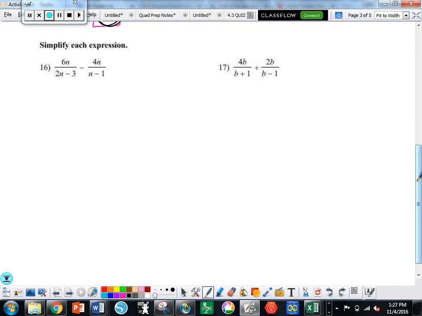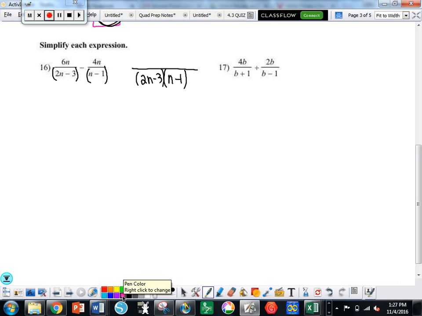Now we're talking about adding and subtraction. Now it's adding and subtracting. I would dare say this is the hardest day of the unit. In order to add or subtract something, you have to have a common denominator. And we look at it in groups. Because of the subtraction, it's pulling the 2n and the 3 together as a group, and the n and the 1 together as a group. So our common denominator will be 2n minus 3 times n minus 1.